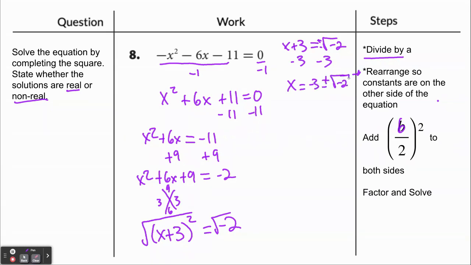But here's the deal, right? We have the square root of -2. We can't take the square root of a negative number, but I know that the square root of -2 is just the square root of 2 times the square root of -1. And I know that the square root of -1 is just i. So what that means is we have x equals -3 plus or minus root 2 i, and that tells us that it's a complex number because it includes an imaginary number, which tells me that this is going to have two non-real solutions.